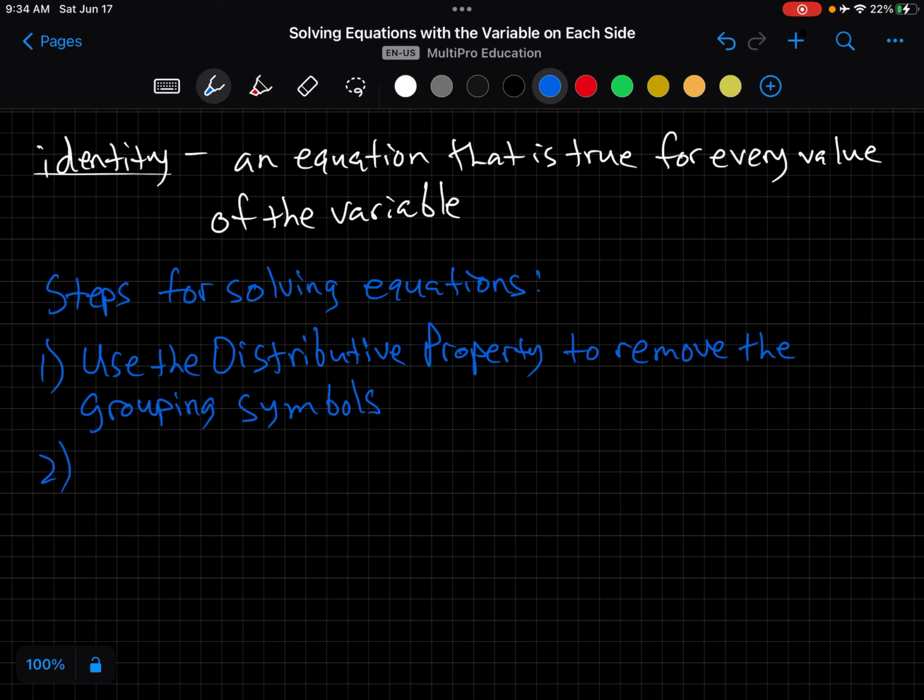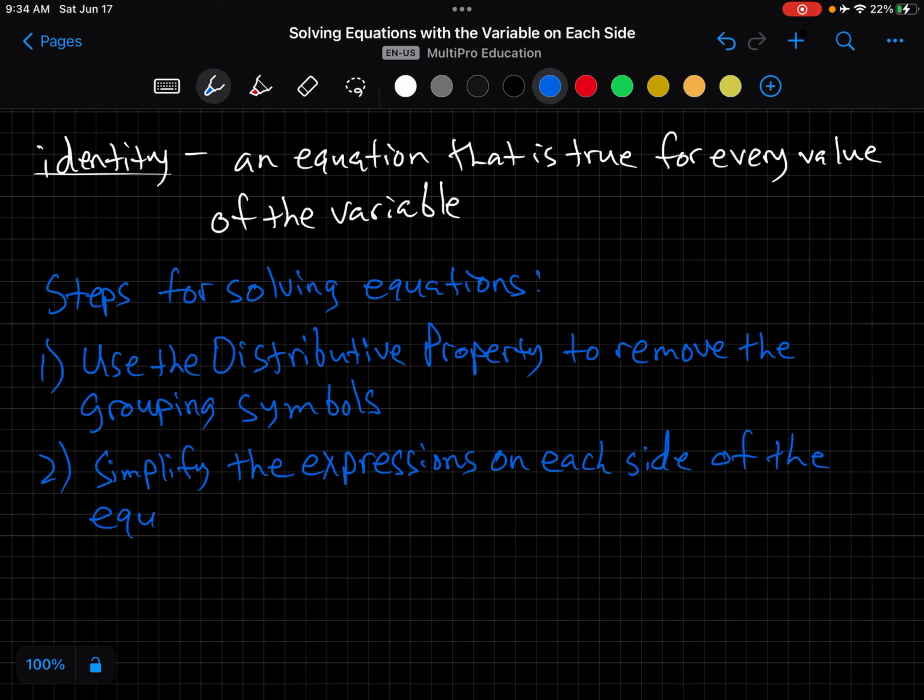Alright, step 2, we want to simplify the expressions on each side of the equal sign. Alright, that's step 2. We want to simplify. We'll make it easier, right?